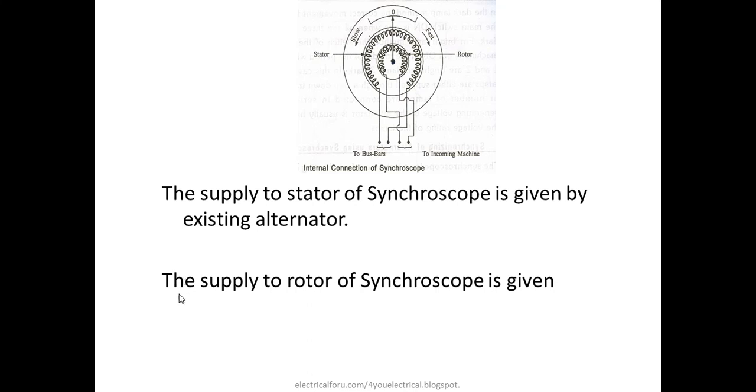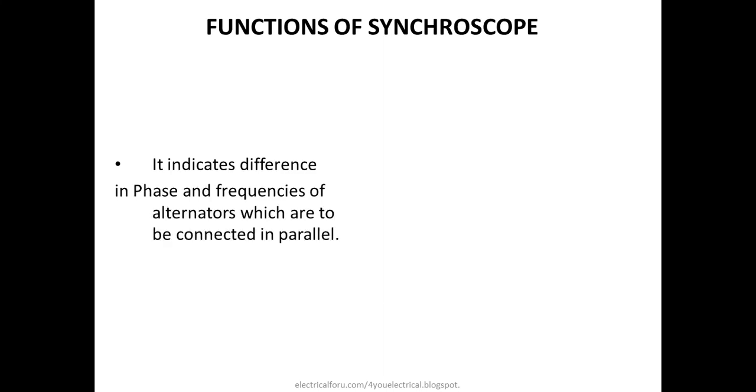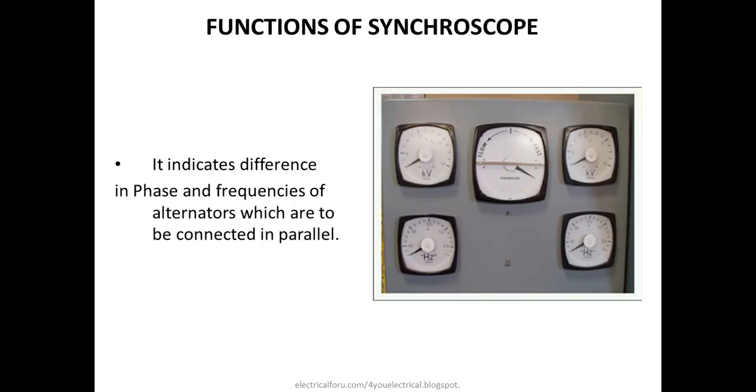The supply to the rotor is given by the incoming alternator. The function of the Synchroscope is that it indicates the difference in the phases and the frequency of the two alternators connected in parallel. It will show fast, slow, and the incoming frequency and outgoing frequency, and whether they are all the same or not. It will show if the generator runs above the incoming frequency, and then it will show the details like this.